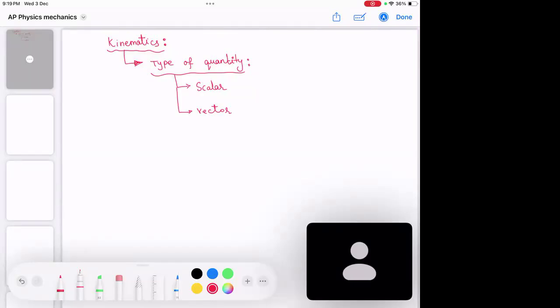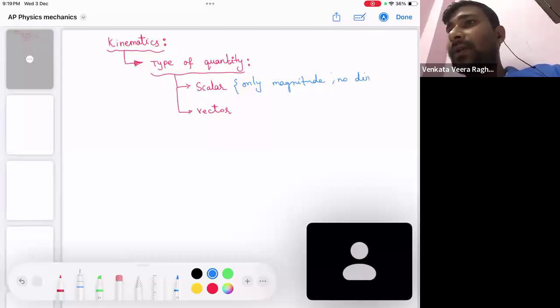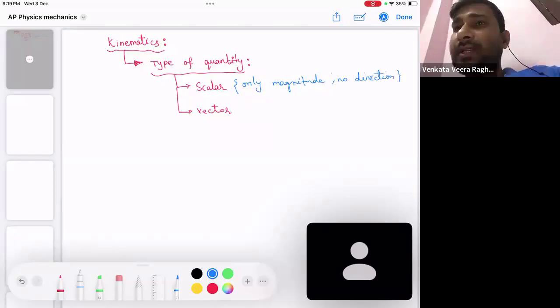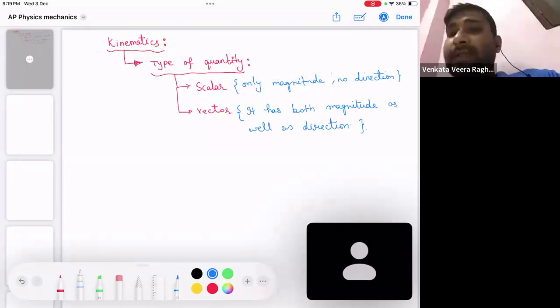The scalar has only magnitude without direction, whereas vector has both direction and magnitude. Yes. Scalar quantities are those which have only magnitude. Only the magnitude. No direction, right? But the vector quantities are what? It has both magnitude as well as the direction. So if we discuss that, which is going to have the magnitude as well as the direction.